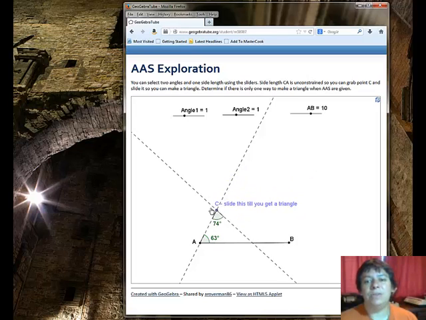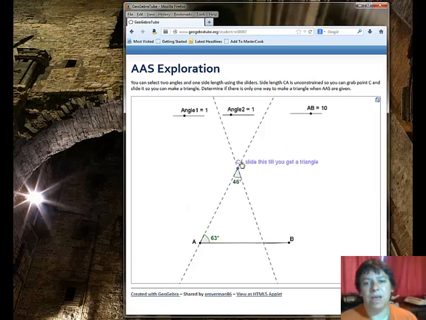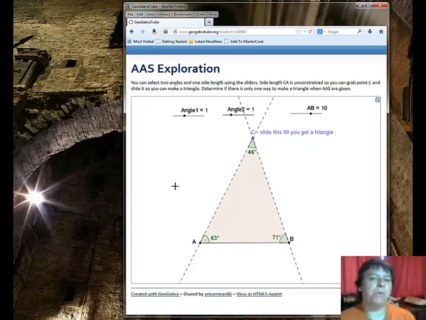So I can slide this around as much as I want, but the main point is that there's only one way to make this triangle. If I make this even tighter, you see I can slide this around until I make it. And there we go. That one works out well. No rounding error. So you have 46 and 63, that's 109, plus 71 is 180 degrees. So there's only one way to make that triangle, 46, 63, and a side length of 10.